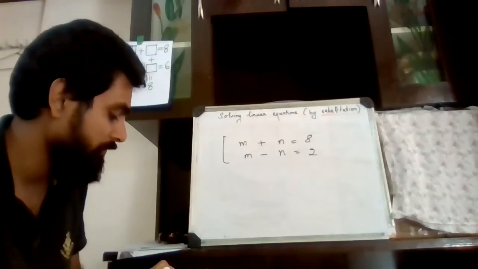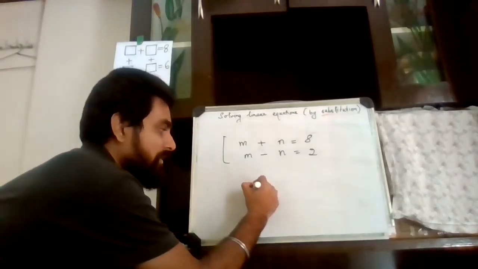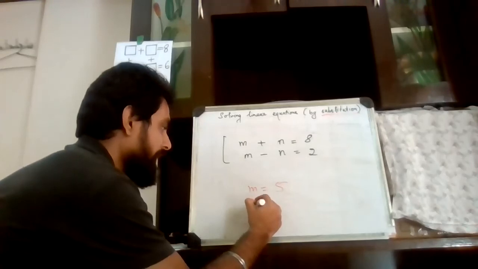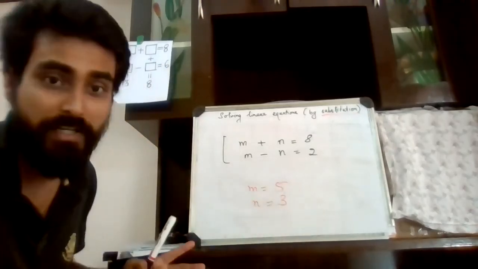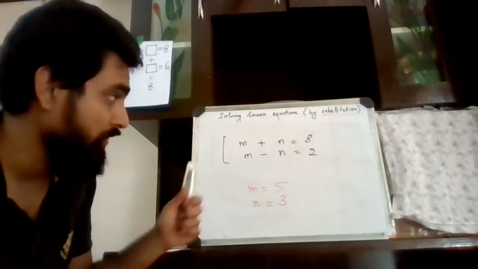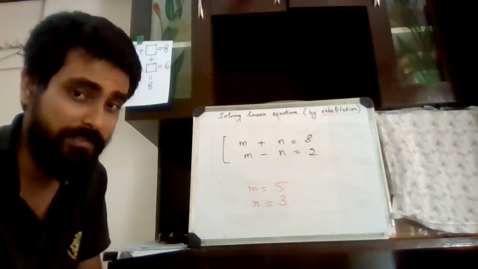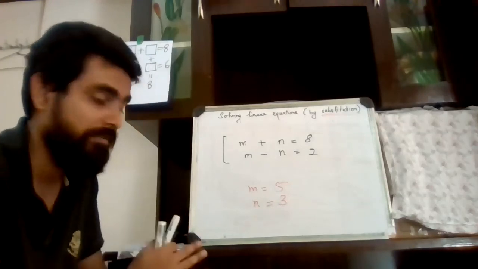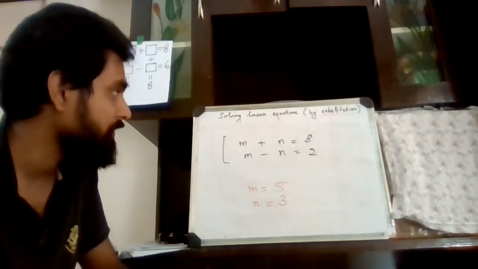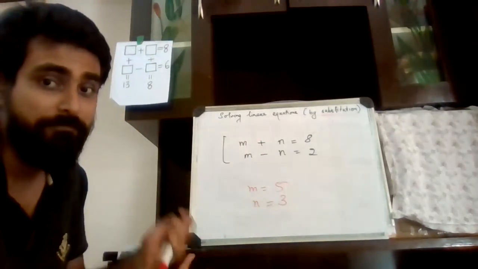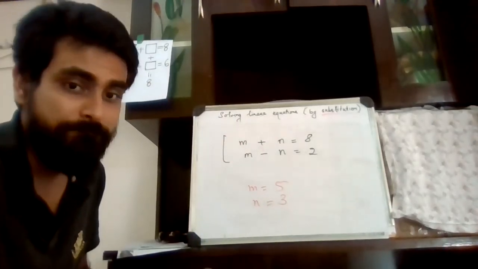I'm putting the answer also on the board. m is equal to 5 you should be getting and n is equal to 3 you should be getting. All right. So if you are not getting this, let me know. I might do a better explanation next time. Okay, let me know if you're not getting these answers. Try it out with substitution and then come back.